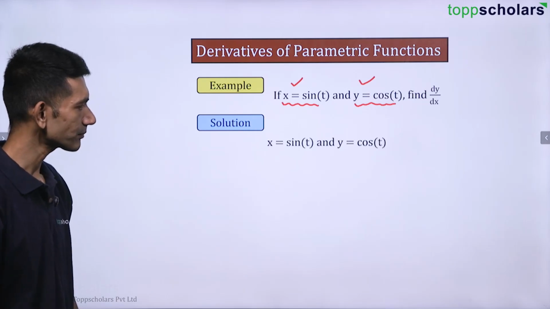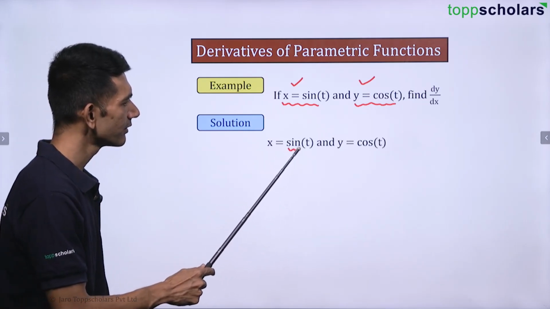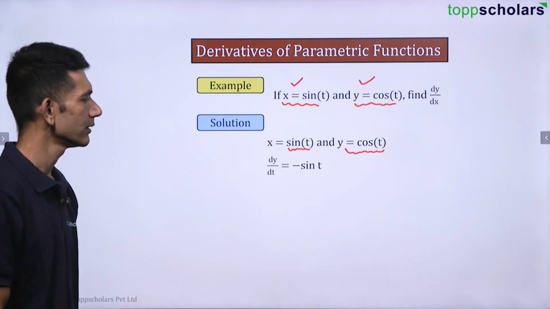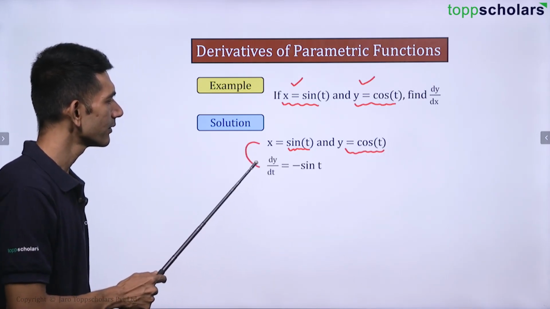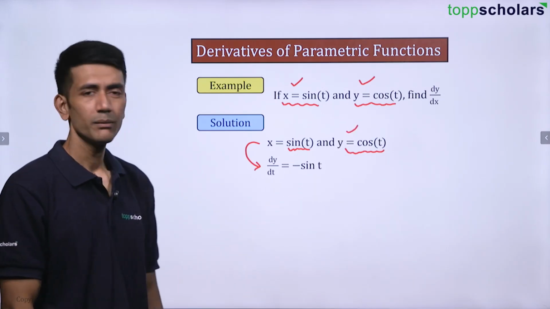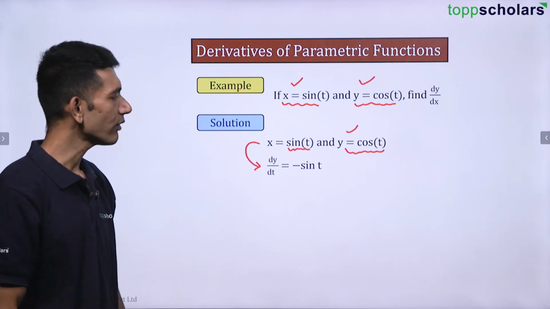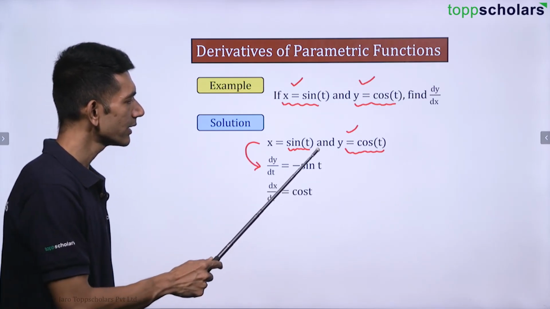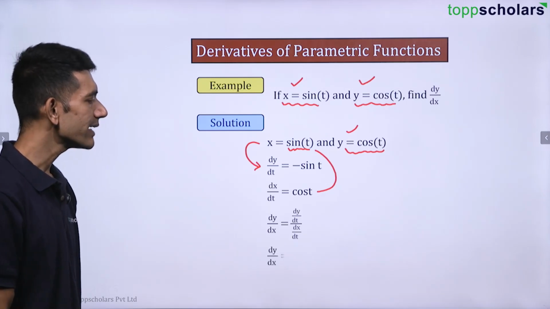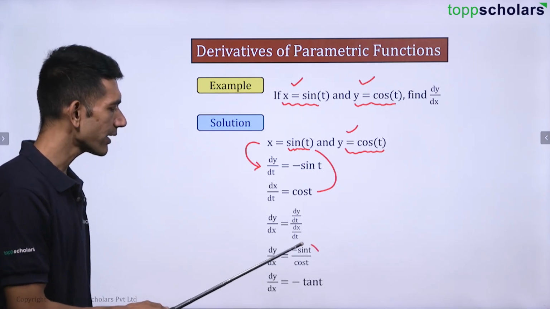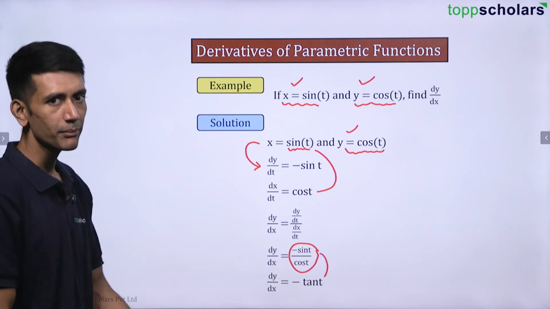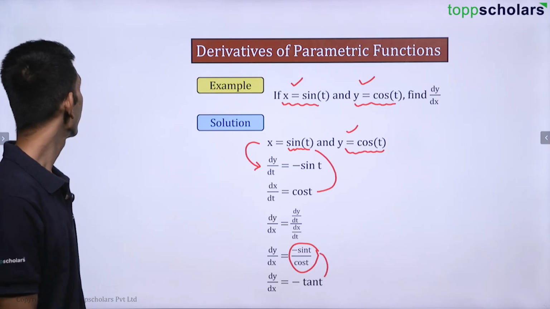Let us see. So x is sin t, y is cos t. dy by dt, that is derivative of y with respect to t, will be minus sin t. Derivative of x with respect to t, derivative of sin t, will be cos t. dy by dx will be what? Minus sin t by cos t. And sin by cos is what? Sin by cos is tan. You get tan t, but minus. Simple? Okay, let's continue.